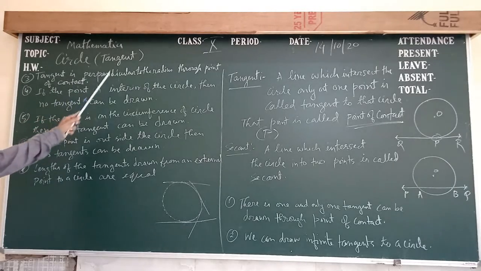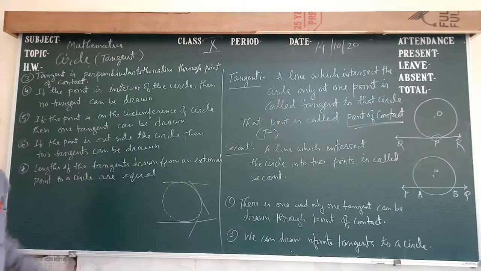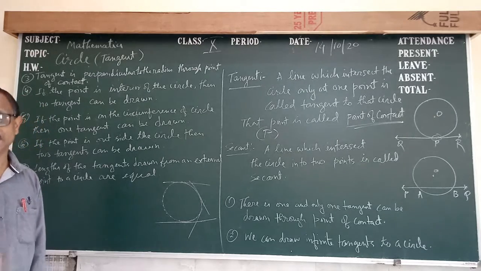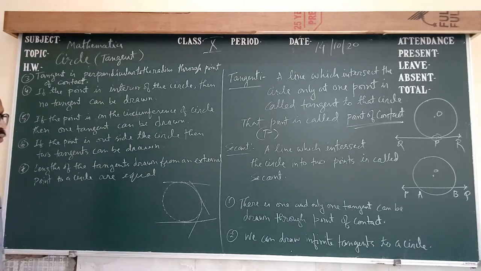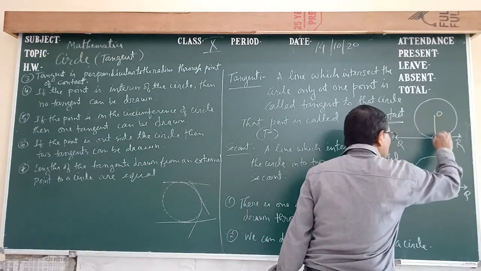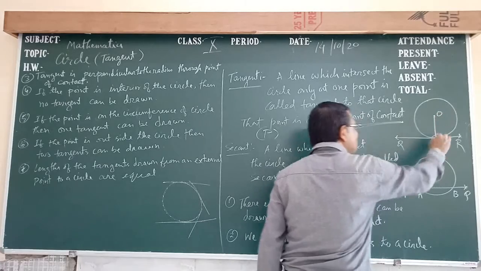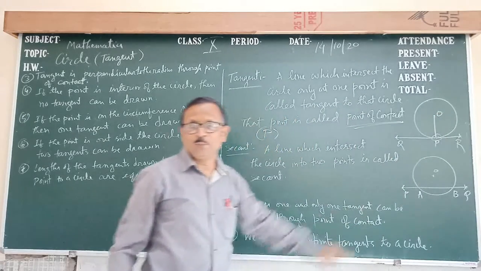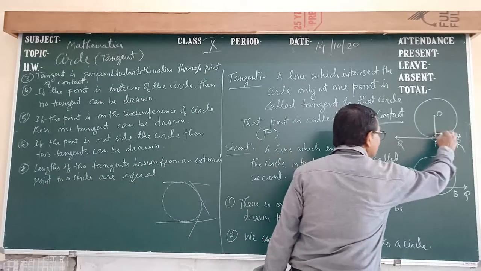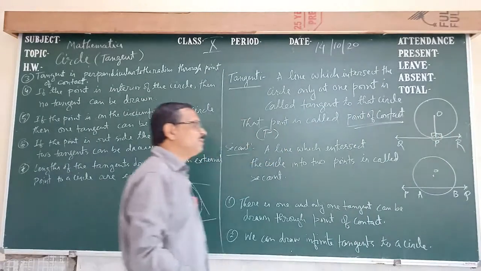Tangent is perpendicular to the radius through the point of contact. Tangent is perpendicular to the radius, or we can say the radius is perpendicular to the tangent through the point of contact. That means if we join the radius from the center to the point of contact, then this angle will be 90 degrees, because OP becomes perpendicular.